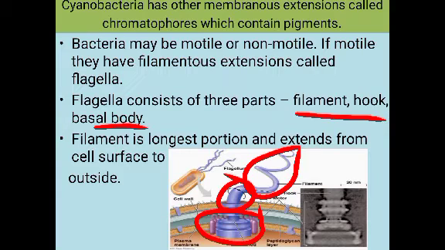Then the hook is the part which connects the basal body with the filament, and it acts as a joint. It is flexible in nature so that it can help in the movement of the rigid filament. The filament will be somewhat rigid in nature. The filament is the longest portion and extends from the cell surface to the outside. So this flagellum helps in the movement of the bacteria.